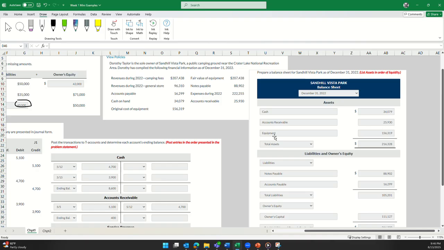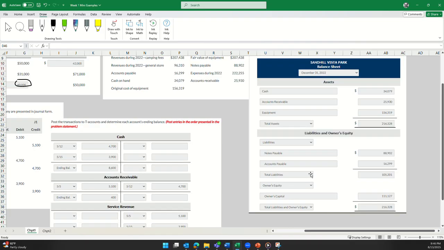Equipment, do we list it at the cost or fair value? We list that at original cost. In the slide, we talked about original cost, and 156,319 is the original cost. You total that up to get the total assets, and don't forget the total assets are going to have to balance out with the liabilities and owner's equity.